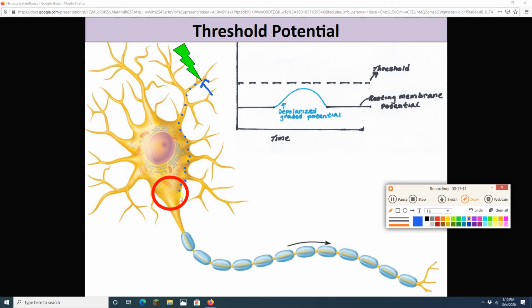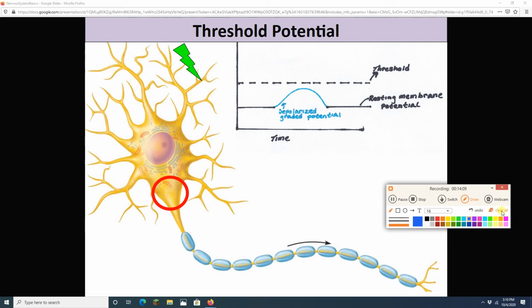We have to make sure when we get to the axon hillock that depolarization wave is big enough to get to this threshold value. If it doesn't get to threshold, nothing at all is going to happen. Like if this wave here doesn't get to threshold, the axon hillock is going to do nothing. It's only if we get to threshold that we get an action potential.